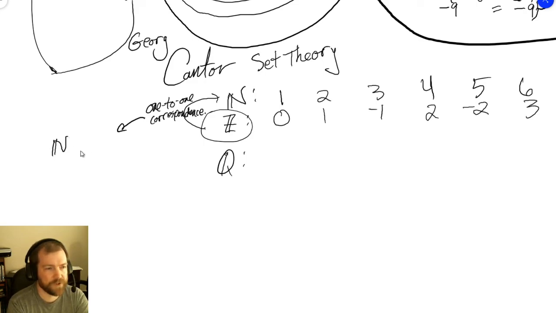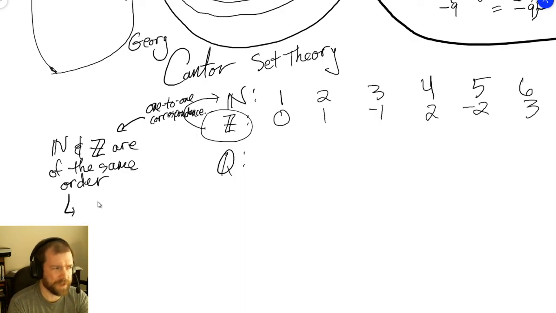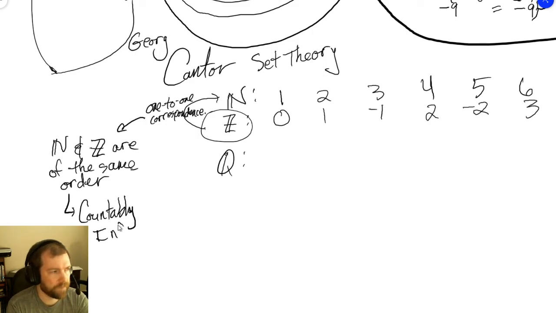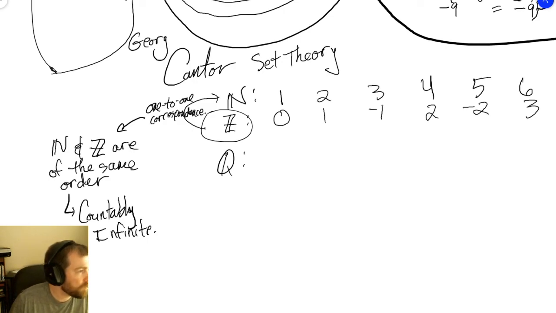So the natural numbers and the integers are of the same order. And he termed it, or at least it has been termed, countably infinite. Whoa, I have to draw that now.